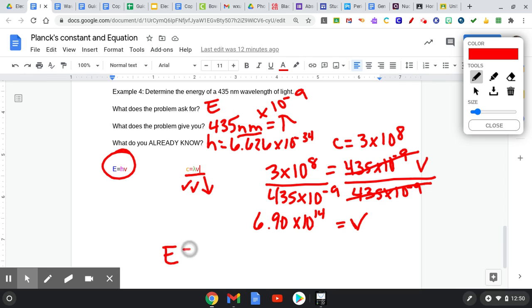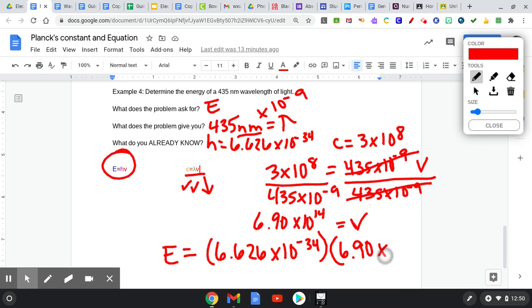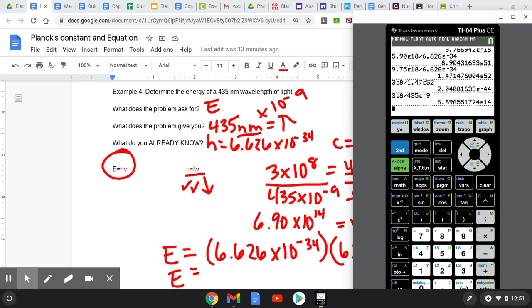So my energy equals H, which is 6.626 times 10 to the negative 34, times my frequency, which I just found is 6.90 times 10 to the 14th. So then you're going to multiply these together. So I already have my answer from the other one, so I'm going to multiply my answer by 6.626 E negative 34. And then my answer is 4.57 times 10 to the negative 19th joules.